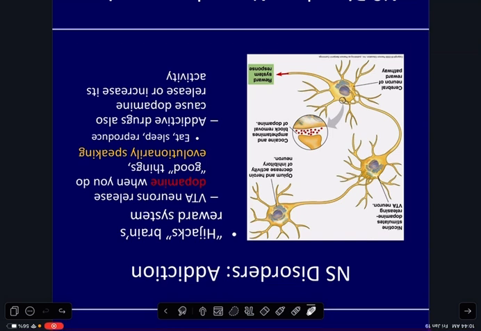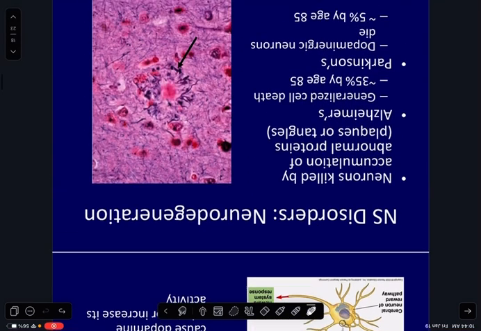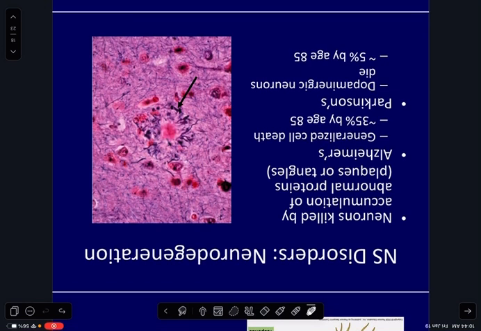So neurodegeneration is another nervous system disorder. In this case, it's not synapses, but neurons themselves. Neurons are killed by an accumulation of abnormal proteins. These are called neurofibrillary plaques or tangles. This is a picture of a brain neuron, and these are the neurofibrillary tangles that surround it.